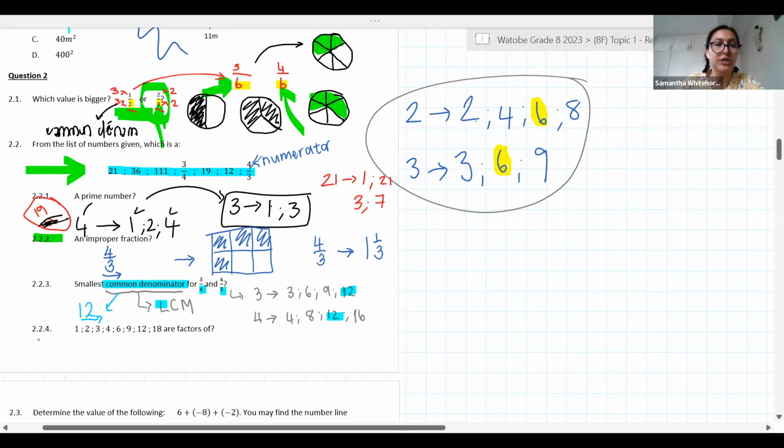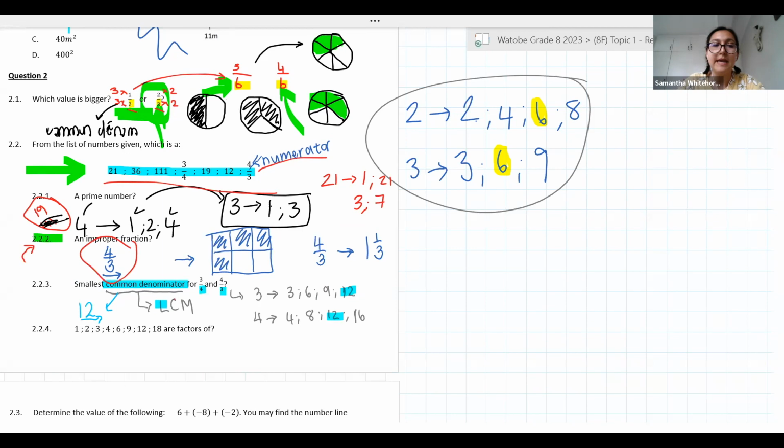Okay, so the first question that we looked at was 2.2. We wanted to know which of the numbers in the list up here was an improper fraction, and we spoke about the fact that an improper fraction is where the numerator is bigger than the denominator. So that gave us our answer of 4/3.